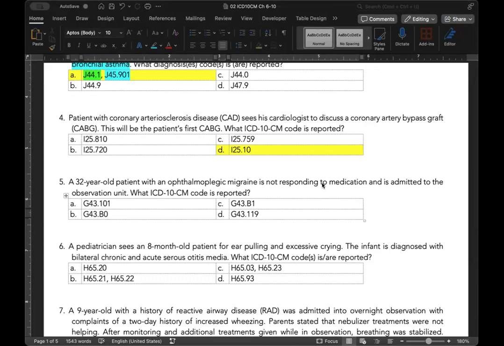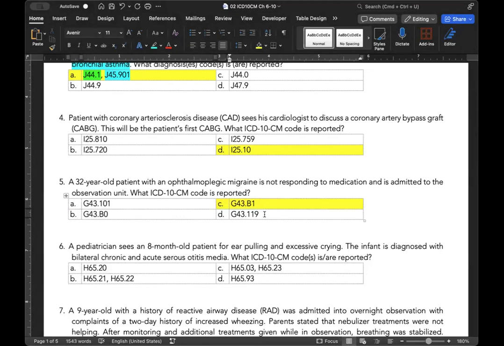So we're going to go with G43.B1. Okay. So when you have an intractable migraine, that means it is not responding to medication. When you have a not intractable migraine, it means that it is responding to medication.